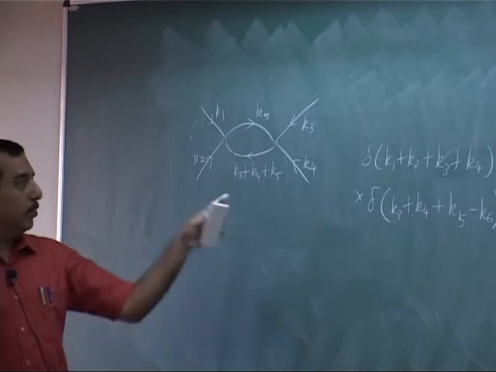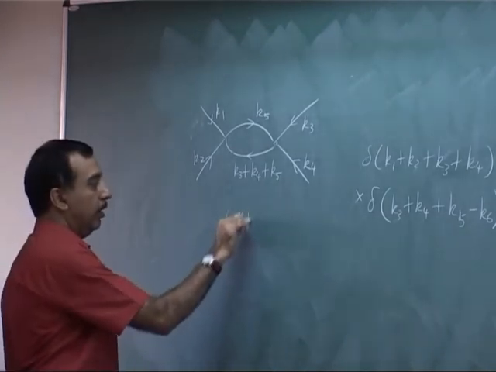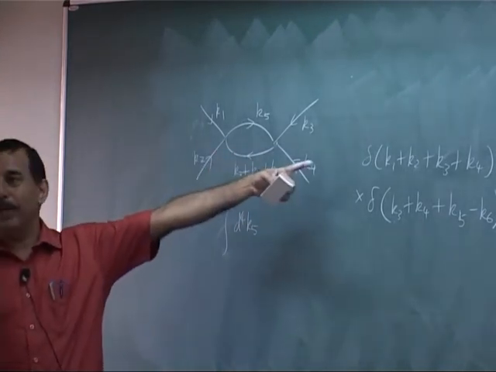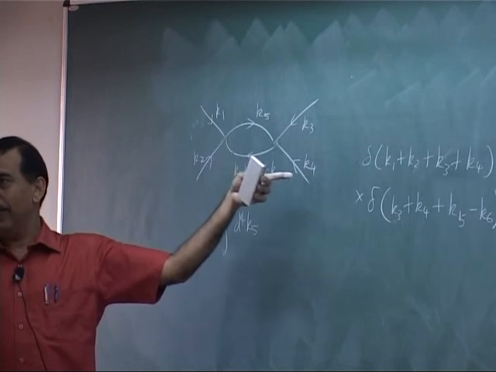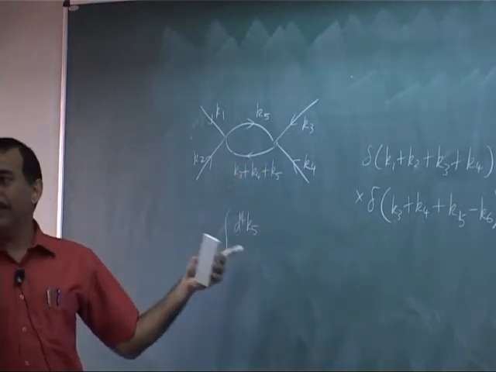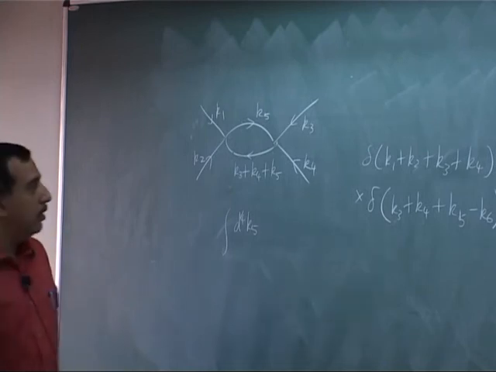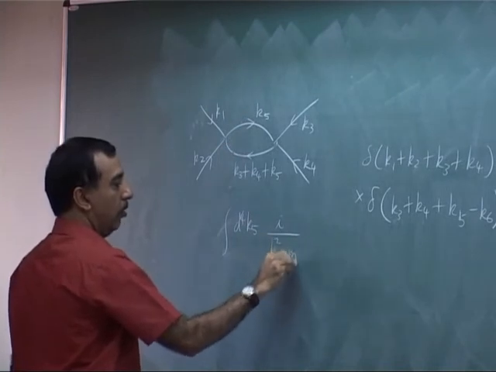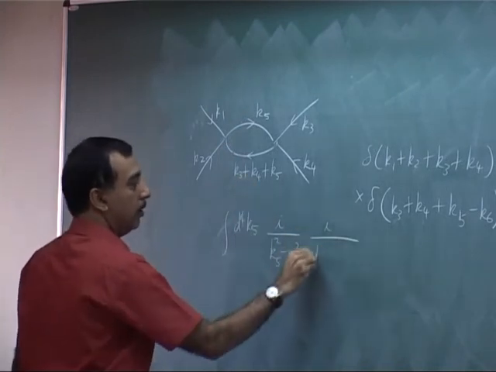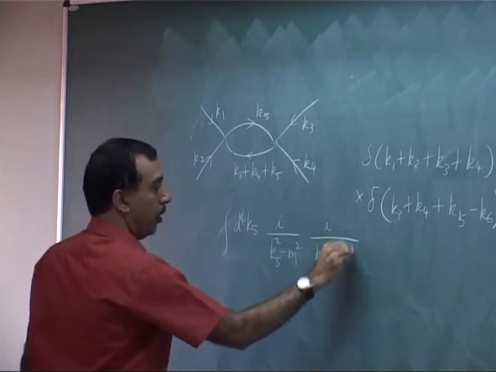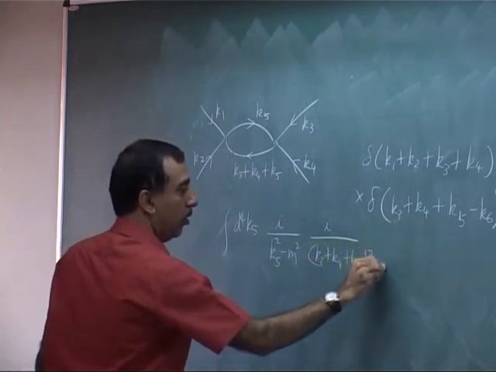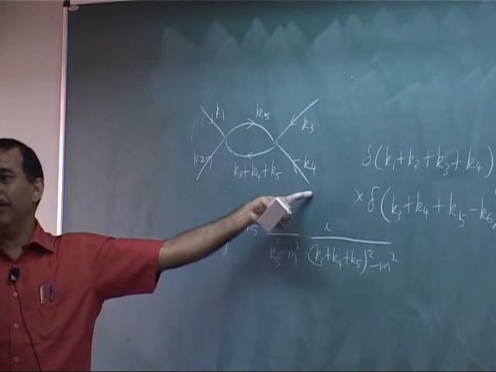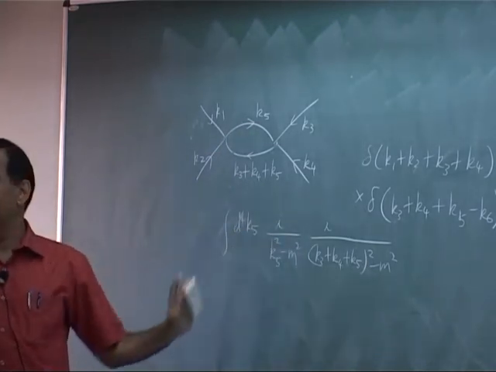So the only possibility is that we have to integrate over k5. In fact, if you start with the position space representation and derive this momentum space diagram, you will find that there is a single integral in k5. What does it integrate? All the things that depend on k5. This is k5 squared minus m squared, and this one is k3 plus k4 plus k5 squared minus m squared. All the other factors just depend on k1, k2, k3, k4, so they are not inside the integral.